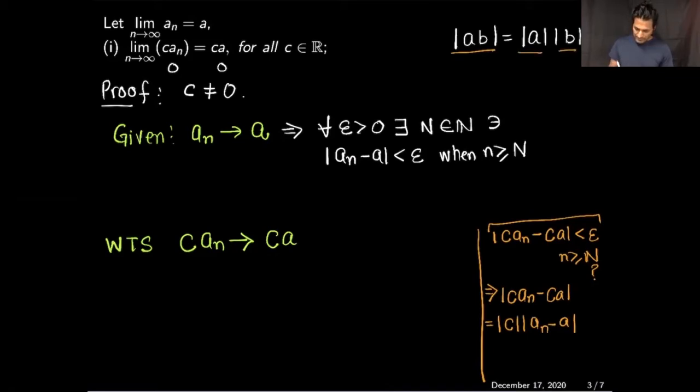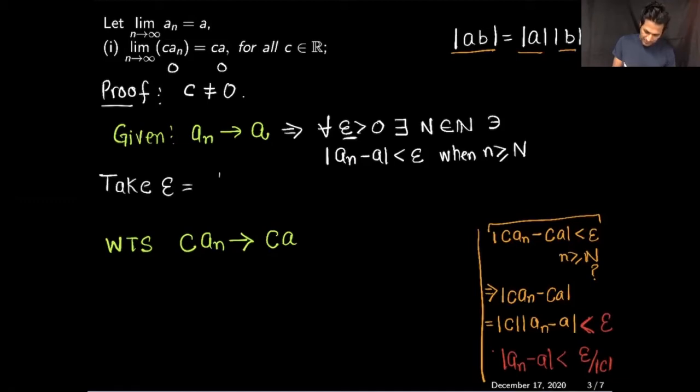Now you can see here, if I want to make this quantity less than epsilon, all I need to do is make the quantity absolute value of a_n minus a less than epsilon divided by the absolute value of c. That's what I need to do. Since I have that for any choice of epsilon this quantity is less than epsilon, I can take my epsilon this time to be epsilon divided by the absolute value of c. Because this is true for any epsilon, it will be true for this epsilon.